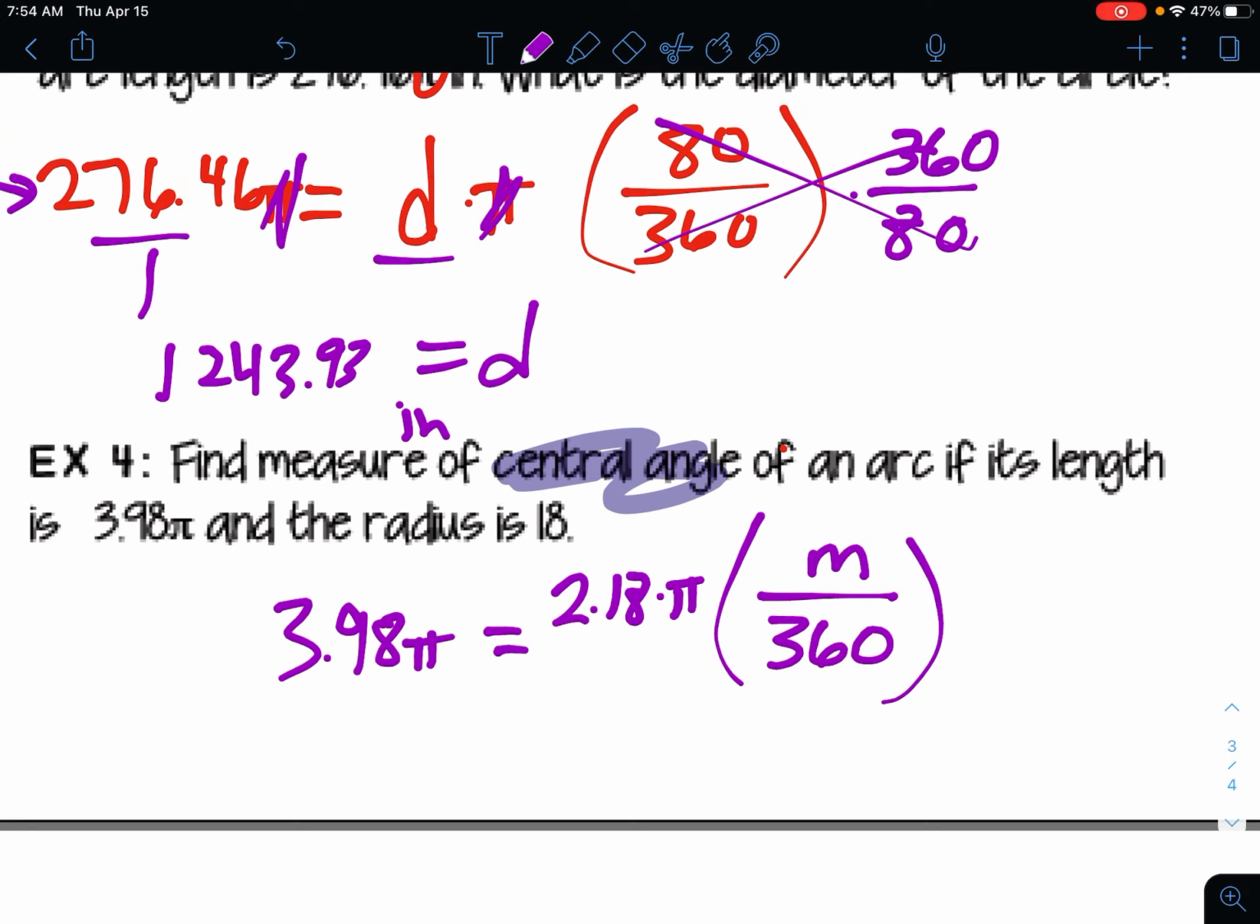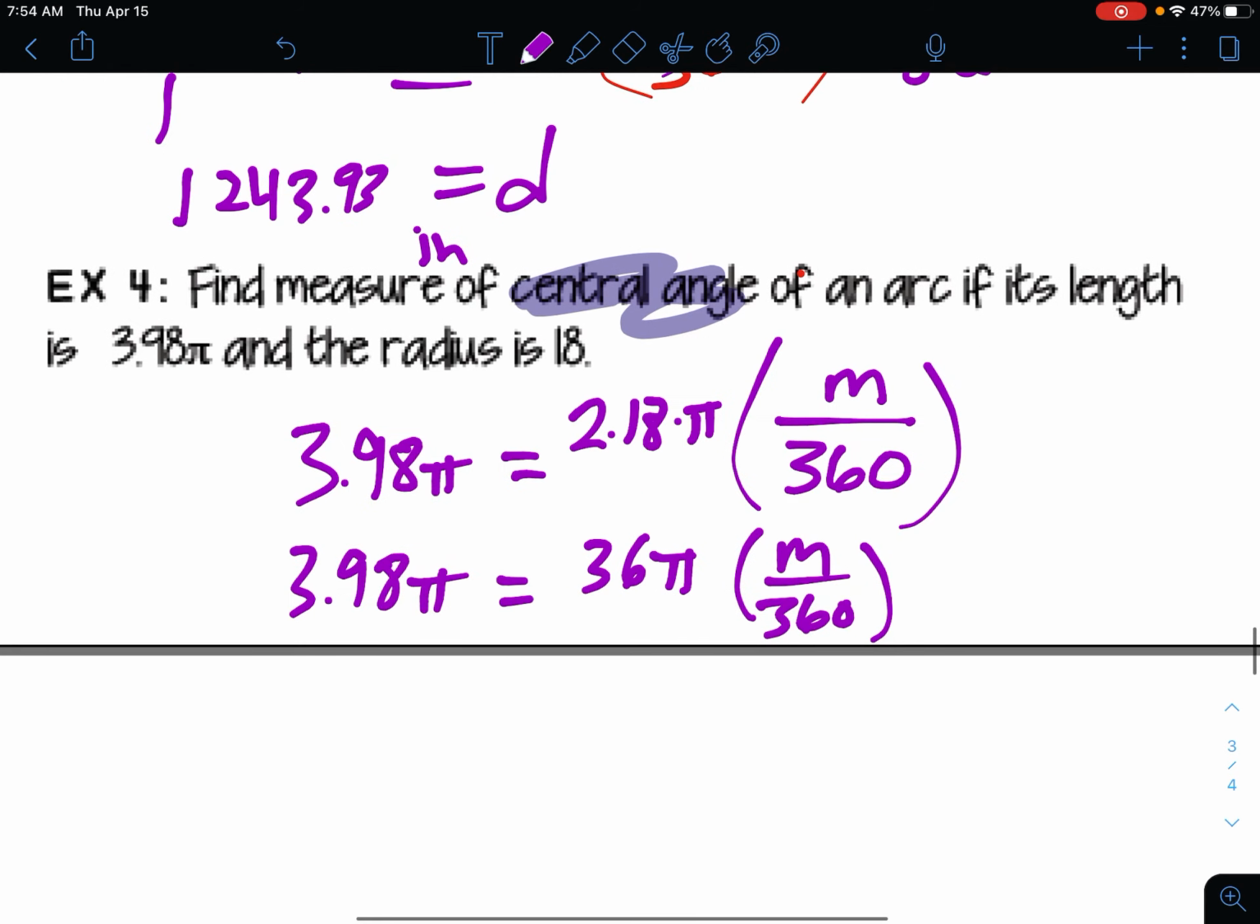So we get 36 pi, m and 360. So again, practice solving. Cancel out the pi's. And then I'm going to just do 2 steps here in case some of you like to see the different steps.